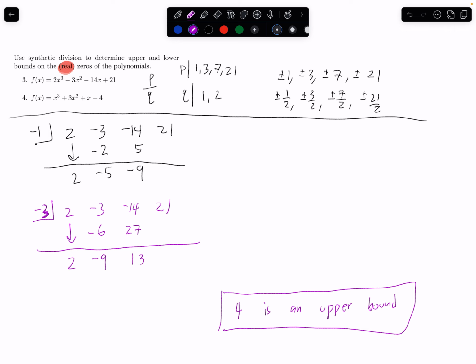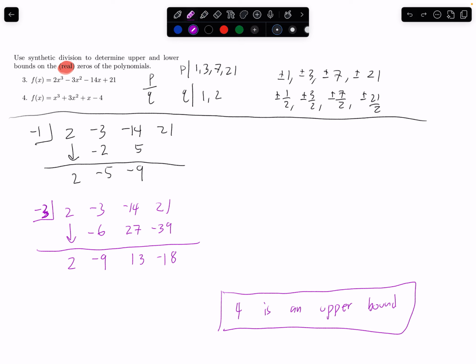Yeah, and then times -3 is -39. Okay. So that's going to be 21 plus -39, which is -18. Okay, so here I am alternating signs, right? Positive, negative, positive, negative. So that means -3 is a lower bound.